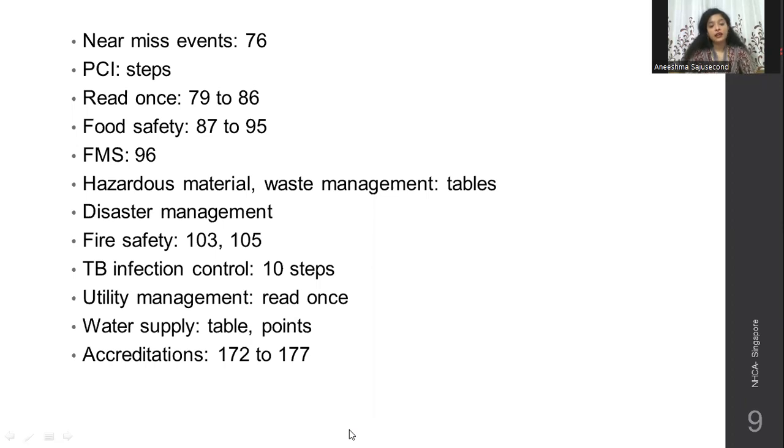Food safety, 87 to 95. All the classes of food. Okay, the duties and responsibilities of a food safety supervisor, and food hazards, food safety hazards. So these are the important aspects from this page number. Facilities management standards, page number 96.